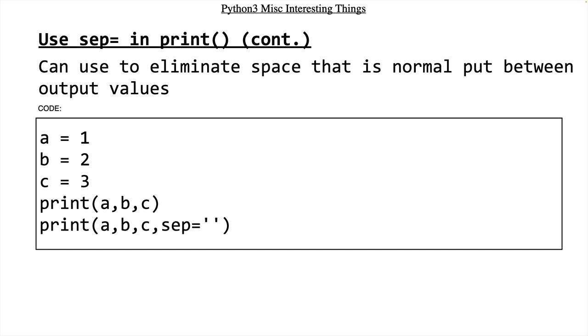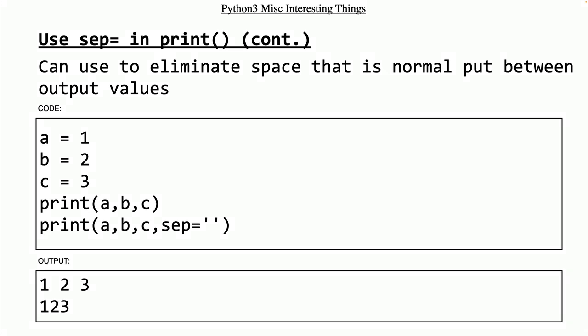And when I run this segment of code, the first line prints as we would expect, the values of A, B, and C with a single space between them. However, if I specify a separator of nothing, then it's going to cram those values together, which sometimes can be handy.